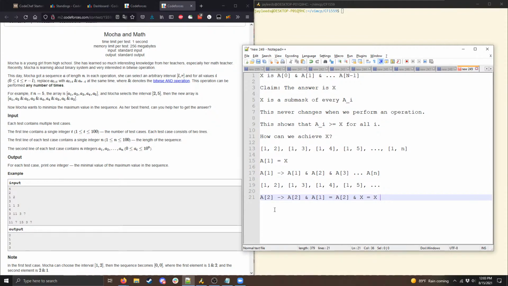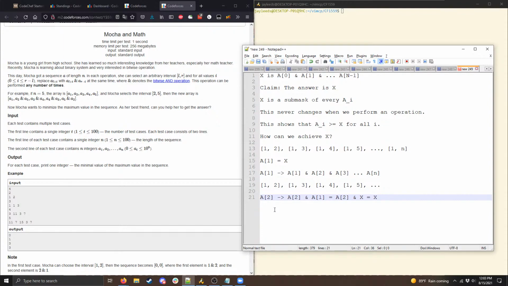Raja asks, are submasks and bitmasks the same thing? Not exactly. A bitmask is a more general term. A bitmask is basically a way of referring to a binary number, and a submask is referring to a specific relationship between binary numbers, where A is a submask of B if the bits in A are a subset of the bits in B.